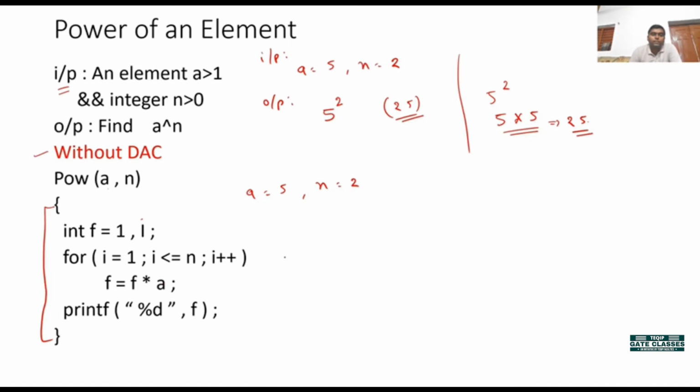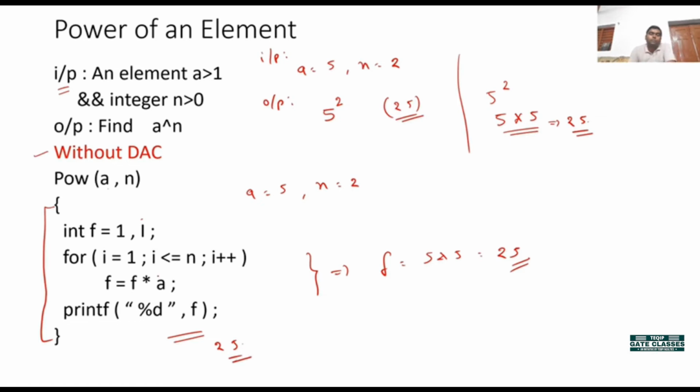So what will happen in this case? Finally after completing, what will f hold? f will hold 5 into 5, that is 25. And finally after coming out of the loop, we are printing f. So what will be printed? Here 25 will be printed.